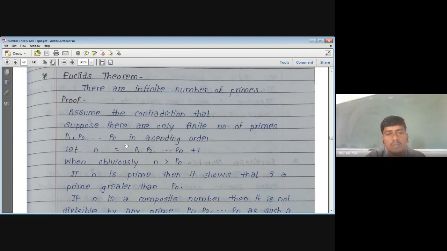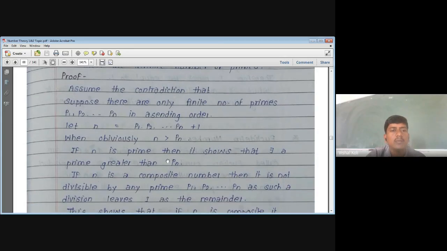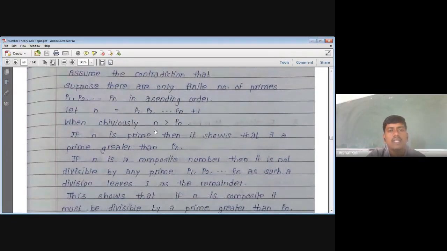That is, n is nothing but the product of these n primes plus 1. Therefore obviously n is greater than pn, since it is a product of these n primes plus 1. Therefore again there are two possibilities for n: either n is a prime number or it is a composite number.